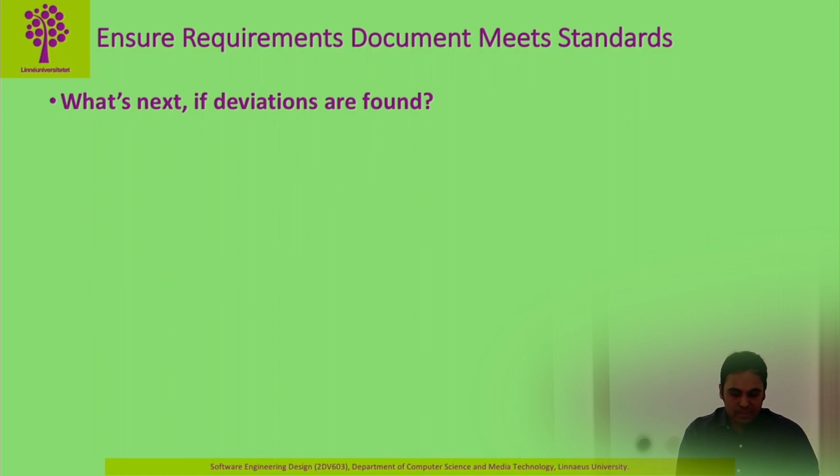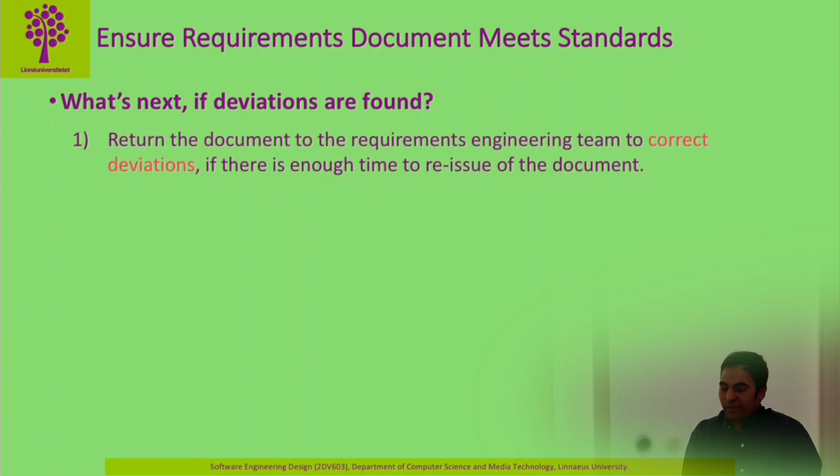So if we find any problems or any deviations from the standards, what should we do? The first thing is, if we have enough time, we should return the requirements document or specification to the requirements engineering team to correct the deviations. That's maybe the longest approach, but the most effective, because it ensures that you refollow all the procedures and processes, and you redo your whole work.